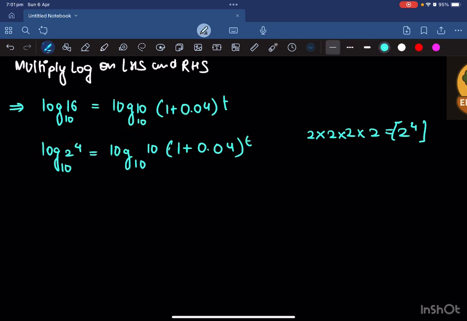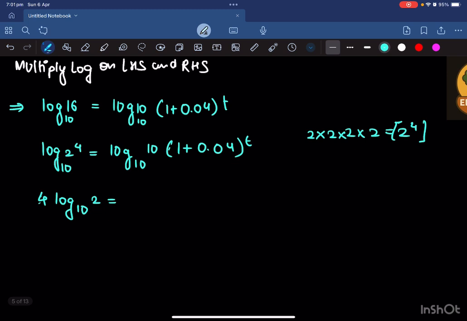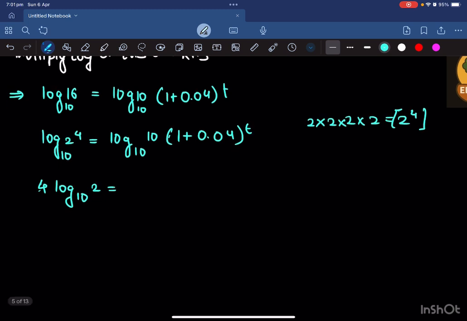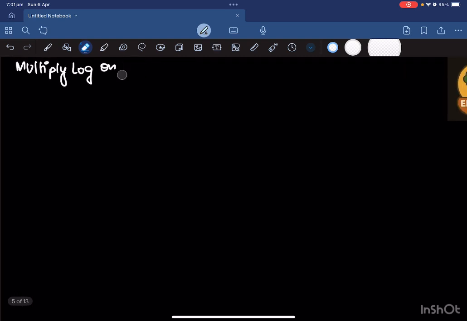So we have 4 log 10 to... I think there is a big problem to use log. So let's not use the log, it is going very complex. Let's only use the hit and trial method, which I usually don't prefer.